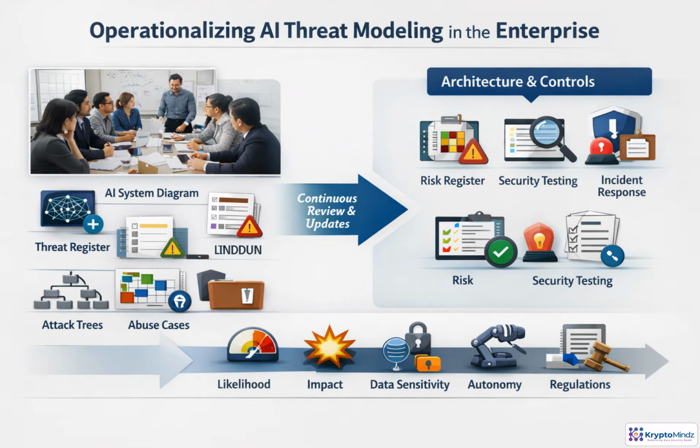In the enterprise, AI threat modeling has to become a life cycle, not a workshop artifact. Bring architecture, security, privacy, data, legal, compliance, AI engineers, and business owners together. Capture the system, threats, abuse cases, attack paths, and control backlog. Prioritize by likelihood, impact, exploitability, data sensitivity, autonomy, and regulatory exposure. Then use the outputs to guide architecture, testing, risk tracking, and incident preparation. Refresh the threat model whenever prompts, tools, retrieval sources, vendors, permissions, or model behavior changes.